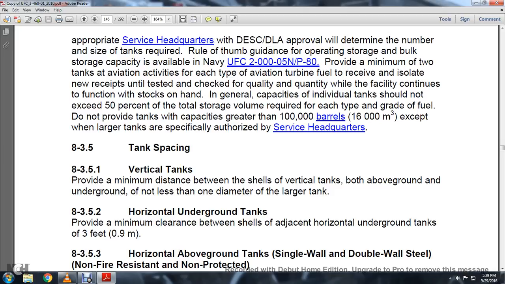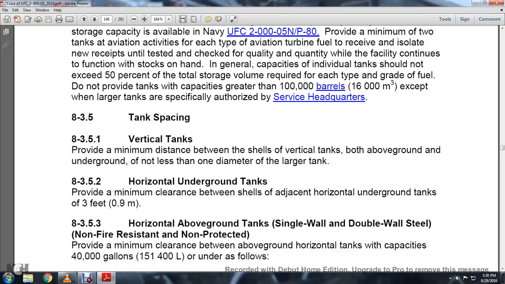8.3.5 Tank spacing. 8.3.5.1 Vertical tanks: provide a minimum distance between the shells of vertical tanks, both aboveground and underground, of not less than 1 diameter of the larger tank. 8.3.5.2 Horizontal underground tanks: provide a minimum clearance between the shells of adjacent horizontal underground tanks of 3 feet.